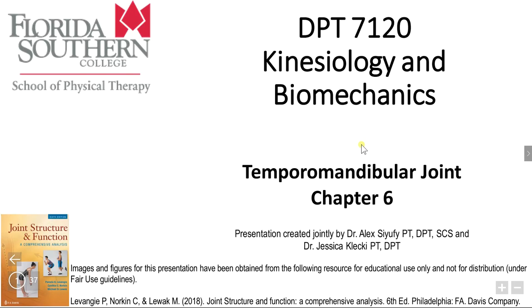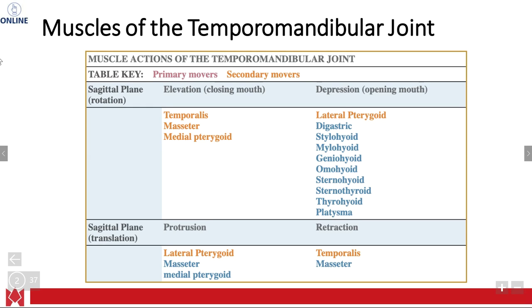Okay, so here we go. We're already at chapter 6, which is the TMJ, or temporomandibular joint. And like most chapters, we will start off talking about the muscle actions. In particular, you're going to notice that there are not any primary movers on here. Everything for TMJ is going to be secondary movers, which is a little interesting, a little different.